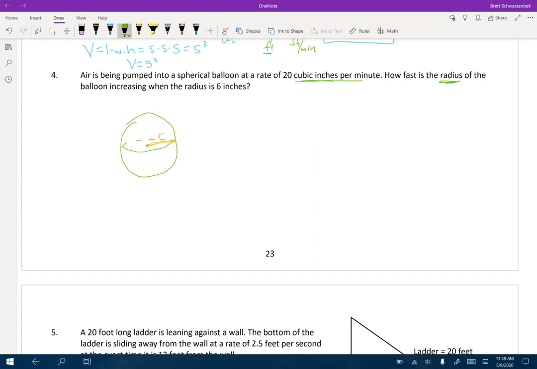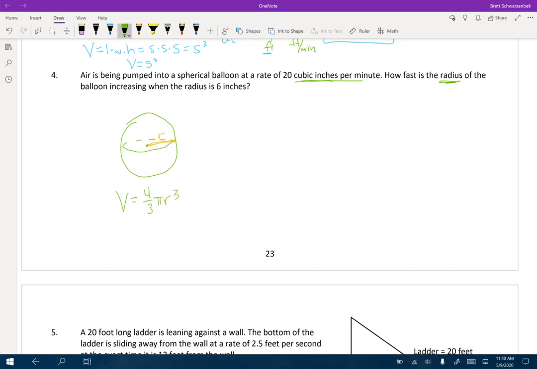So we need the formula for the volume of a sphere. Most students don't know that off the top of their head, but funny enough, every semester in class when I ask, I always have one person that knows, which is pretty cool. It's V equals 4/3 pi r cubed.